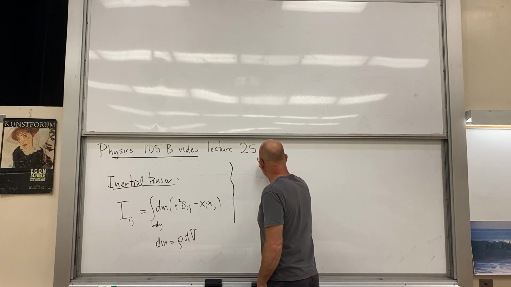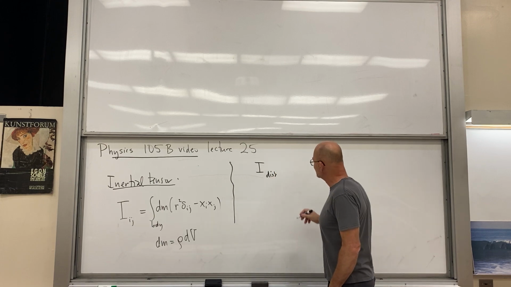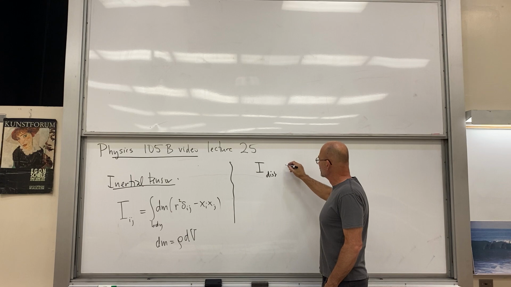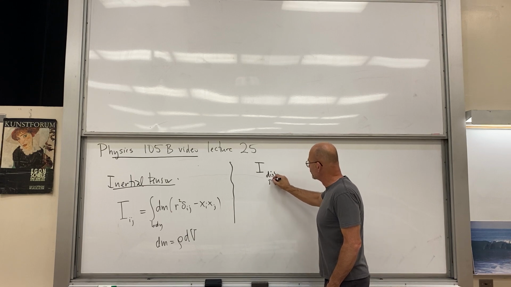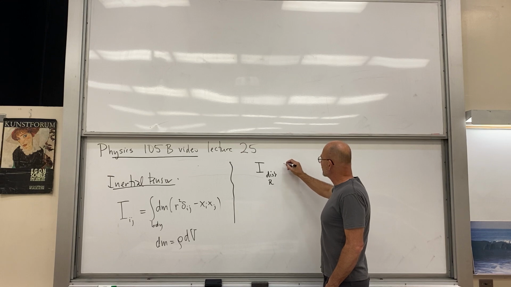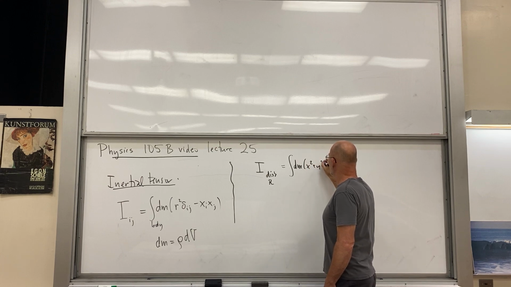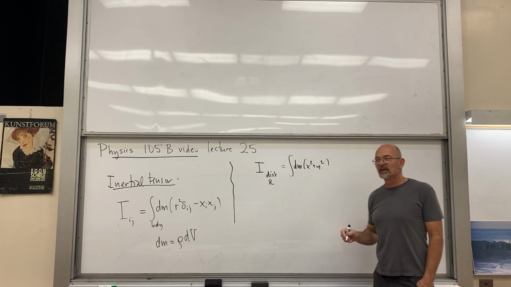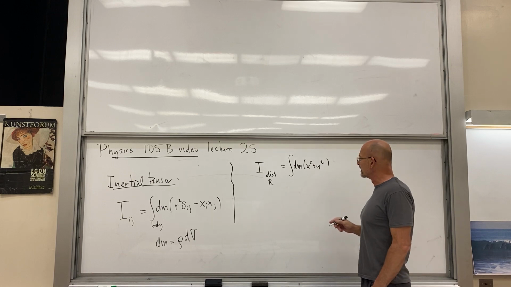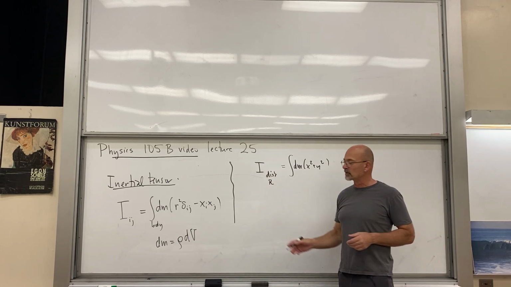So let's go just for the I sub disk. Uniform disk. Disk of radius r. And this time we're going to use dm x squared plus y squared. This time we're going to use the plane polar coordinates, because then we're going to do the sphere, and with the sphere we want to use the spherical polar coordinates.